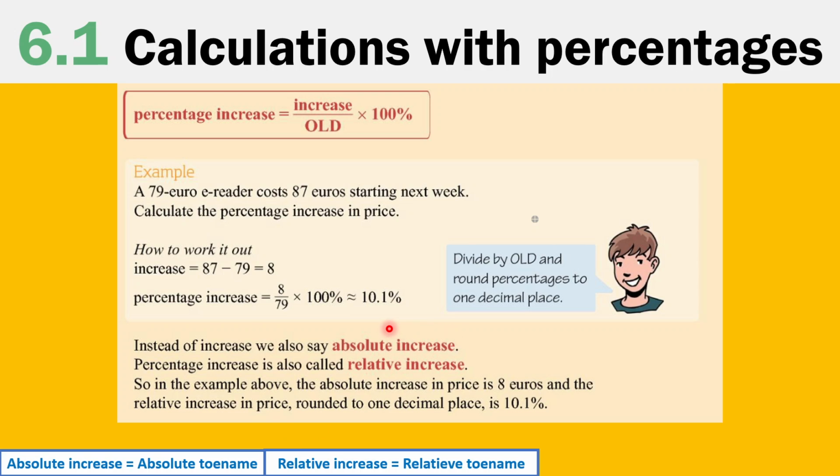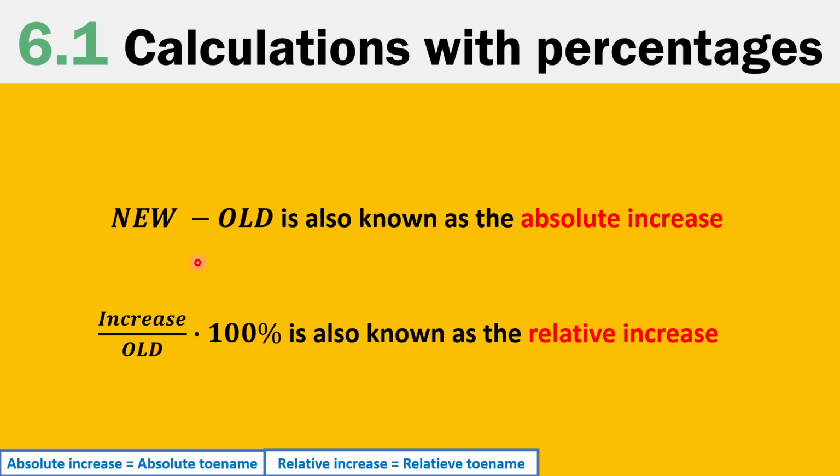Right, this is a number. The absolute increase here, for example, was 8 euros. The relative increase was 10.1%. So new minus old is also known as the increase, or also known as the absolute increase. And increase divided by old times 100% is also known as the relative increase. This will come back in the project quite some times. So be careful about the difference.